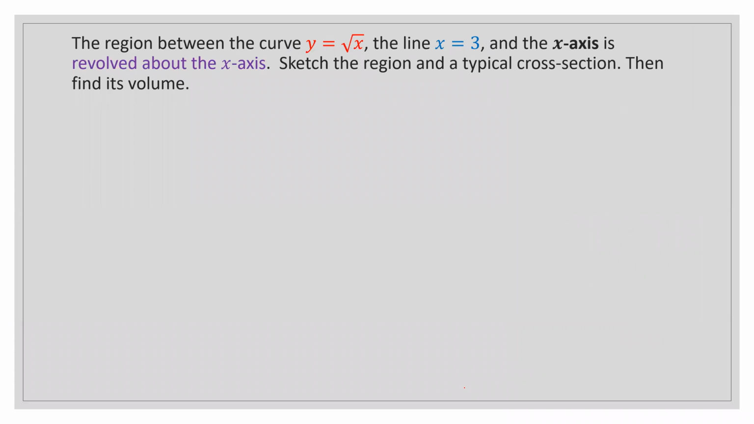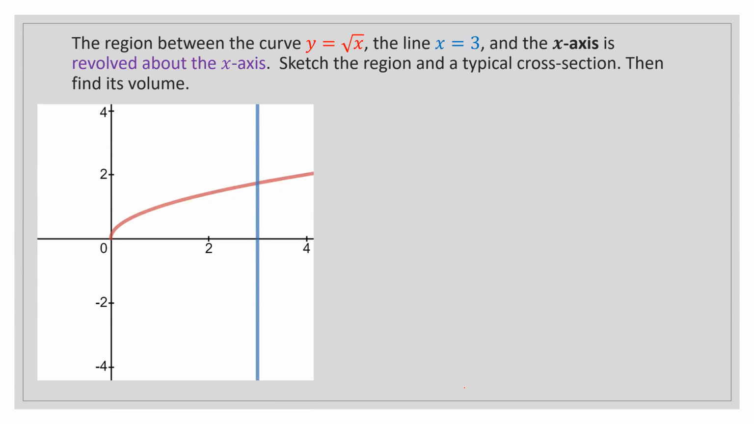Okay, so let's take a look at some particular examples. Example number one, suppose the region is between the curve y equals square root of x, the vertical line x equals 3, and the x-axis. Okay, so visualize that area. That would be that right there, right? The square root of x is the red, the blue is x equals 3, and then you also have it bounded by the x-axis, which is right there. And then we are going to revolve it about the x-axis.